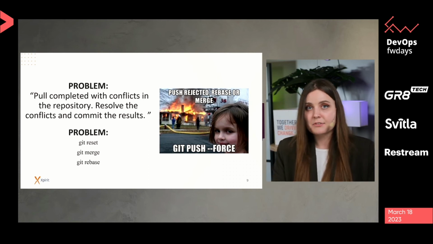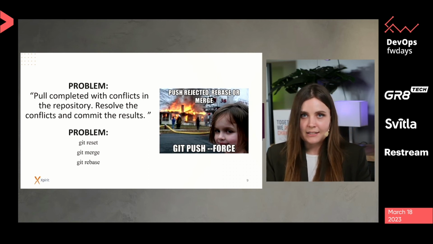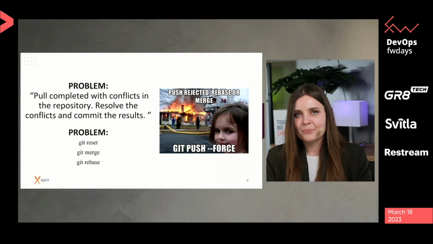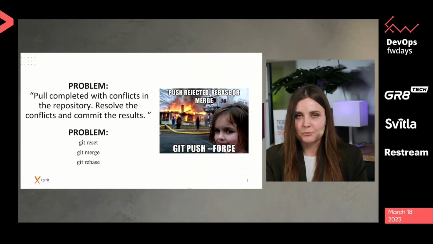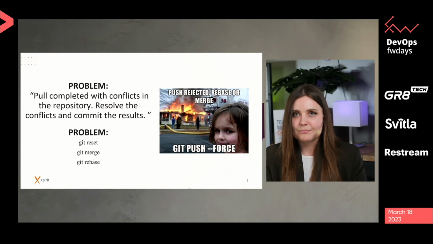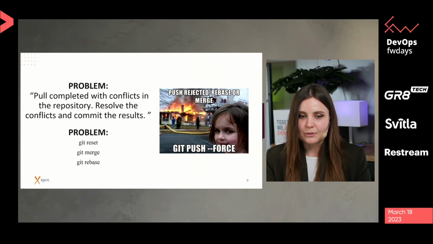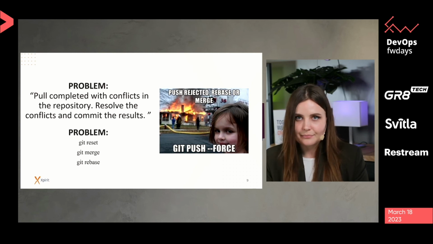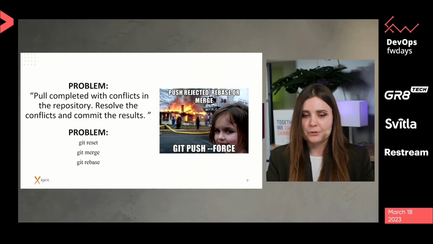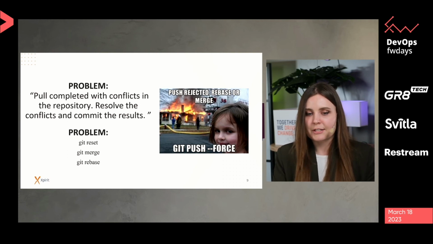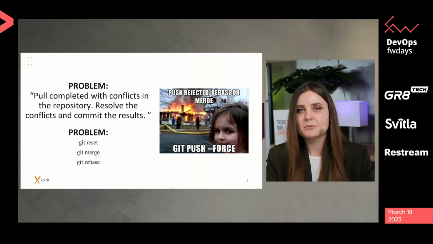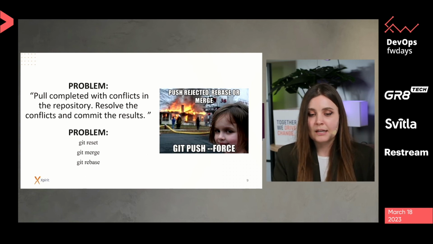And there are a lot of situations when you're working with your colleagues on the same branch. I don't know why, but there are some cases. And in this case, when you use git push force, you can face a pull conflict. So if you face a pull conflict when trying to pull the changes to your local repository, there are some strategies you can use.